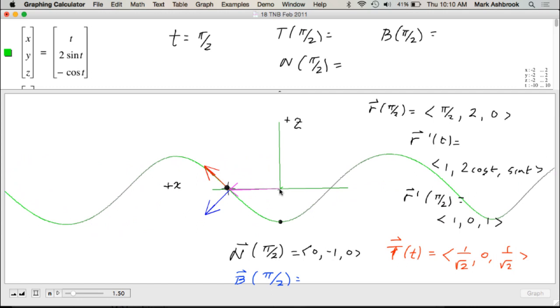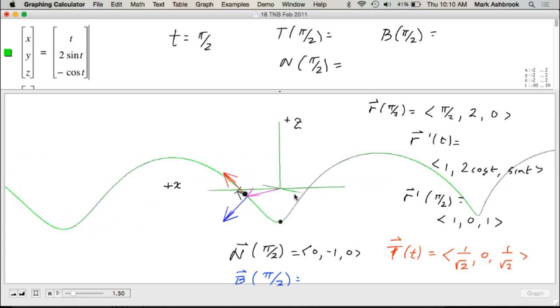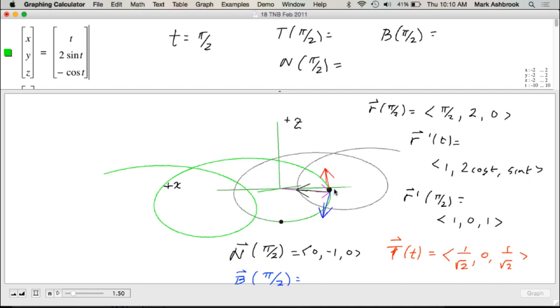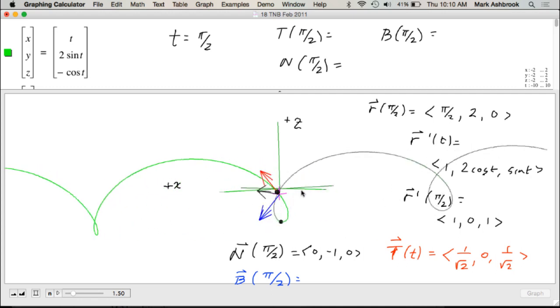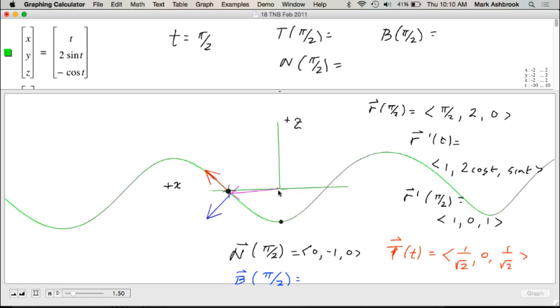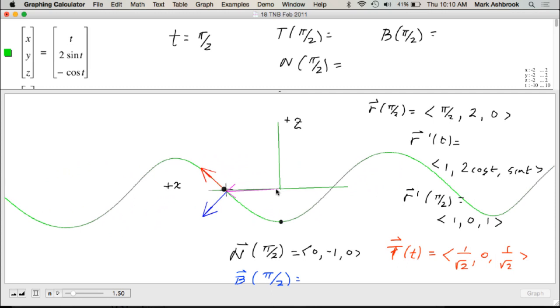Okay, so, and then we could have talked about writing the equations of those planes at this point. But if you have the point and you have the vectors, then you just use the equation of the plane to write down each of those planes.